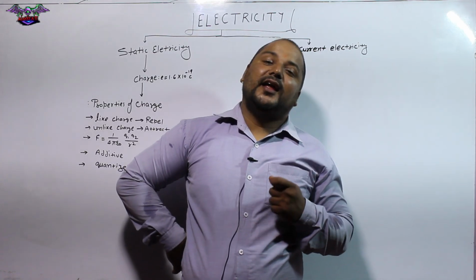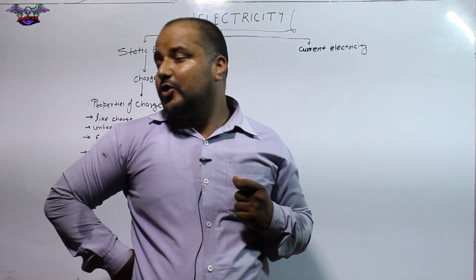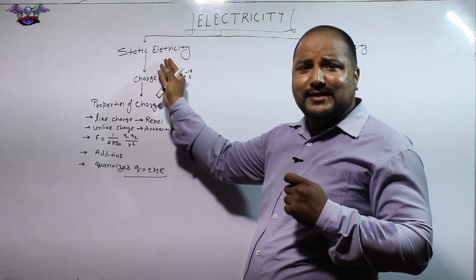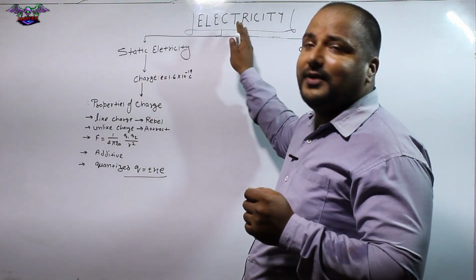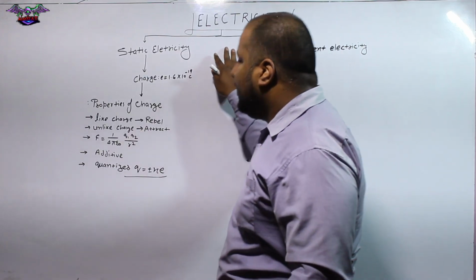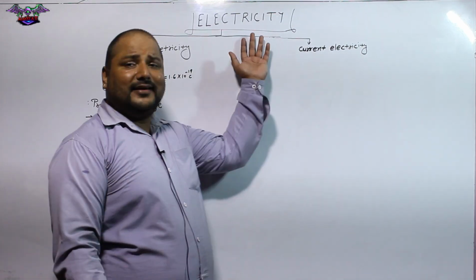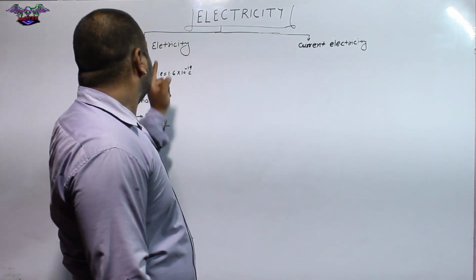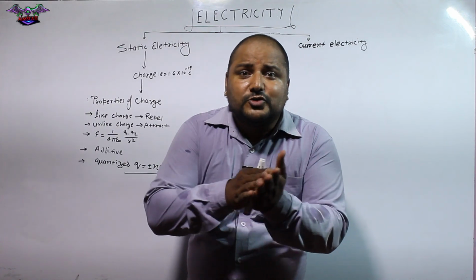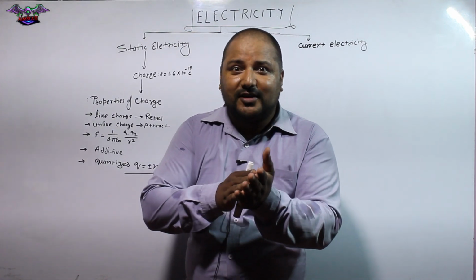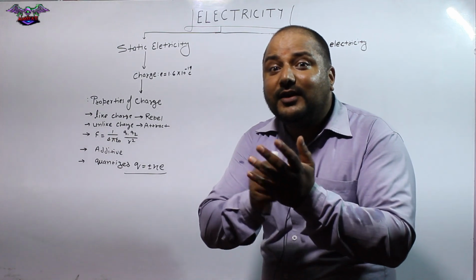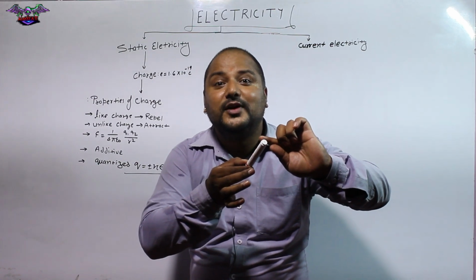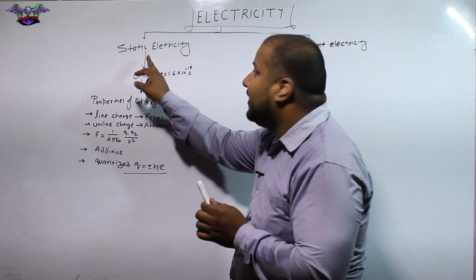Hello students, in the last class we understood static electricity and charge, which were part of electricity. Now we divide electricity into two parts, static electricity and current electricity. In static electricity, we understood how charge is created, and that charge is created in insulators and is not able to move in the insulator. That is why we call it static electricity.